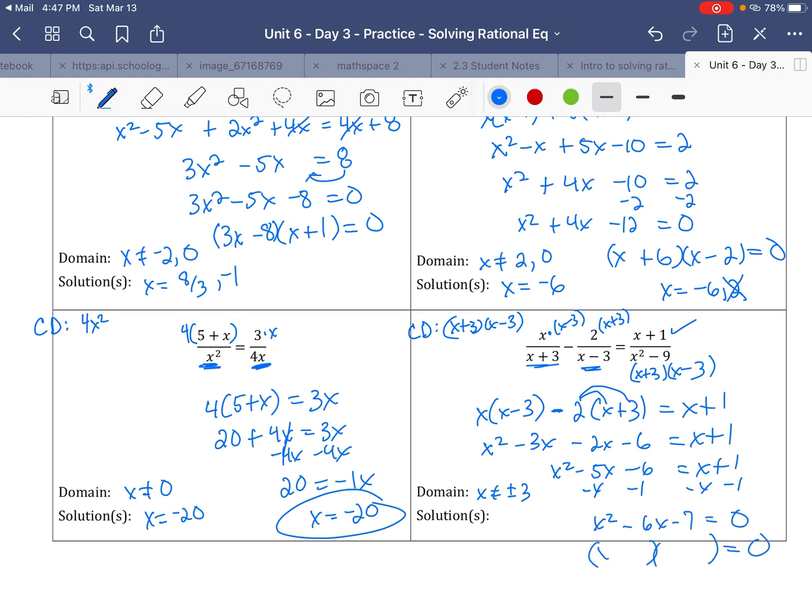All right, so when I factor that, I get x and 7 and x and 1, because that's the only thing that makes 7. Negative 7 plus 1 is what works. 7 and negative 1, those are both fine. So x equals 7 and negative 1. And there you go.